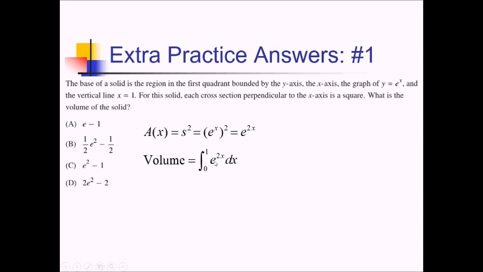Let me use the fundamental theorem to evaluate this. The antiderivative of e to the 2x is 1/2 e to the 2x. You're just doing e to the 2x divided by that inner derivative of 2. I could pull a 1/2 out, but it's not too much trouble, so let's just keep it in there. So we have 1/2 e to the 2 times 1 minus 1/2 e to the 2 times 0. This is just 1/2 e squared minus 1/2, because you're doing 1/2 times e to the 0, which is just 1/2 times 1. And this ends up being answer choice B.